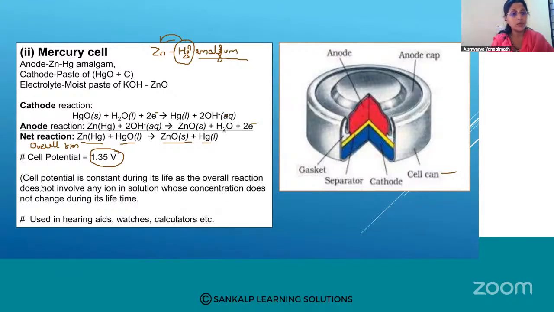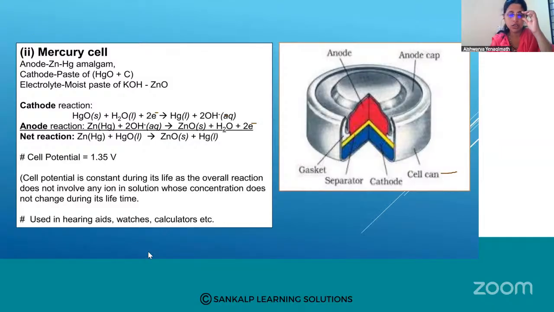So where it is being used? It is being used, ಹೇಳೋ ಅವಶ್ಯಕತೆ ಇಲ್ಲ. As soon as you look at the picture, you can tell where it is being used, ಹೌದಾ? So it is being used in hearing aids, watches, calculators, etc. ಅದು ರೌಂಡ್ ಆಗಿ ಸರ್ಕ್ಯುಲರ್ ಸ್ಟೀಲ್ ಕವರಿಂಗ್ ಇರುವಂತ ಸೆಲ್ ಇದು. ಎಸ್ ಆರ್ ನೋ? ವಿ ಹ್ಯಾವ್ ಸೀನ್ ಇಟ್ ಮೆನಿ ಟೈಮ್ಸ್.